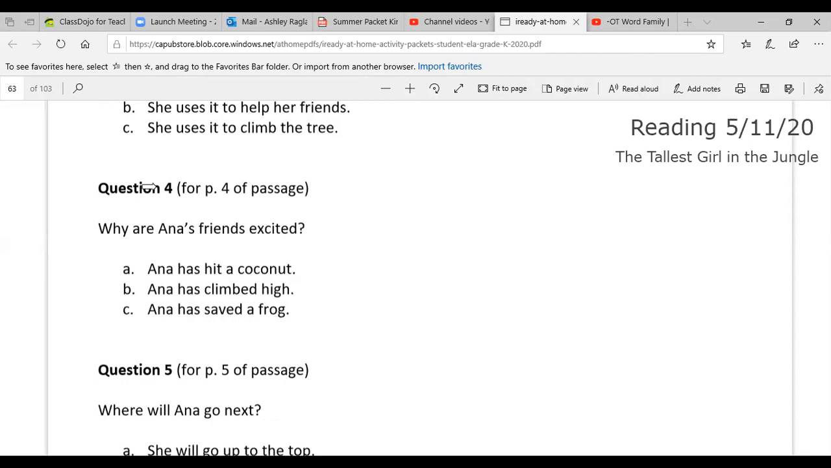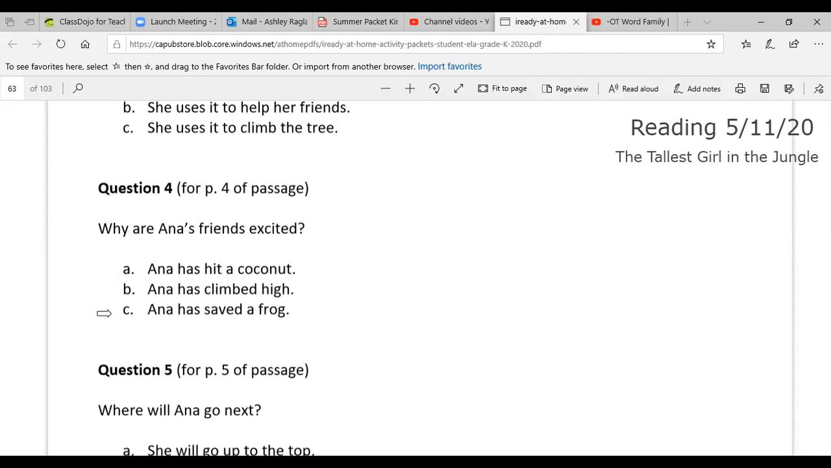Okay, so for number 4, I want you to do this one all by yourself. Number 4. Why are Anna's friends excited? Is it A, Anna has hit a coconut? B, Anna has climbed high? Or C, Anna has saved a frog?